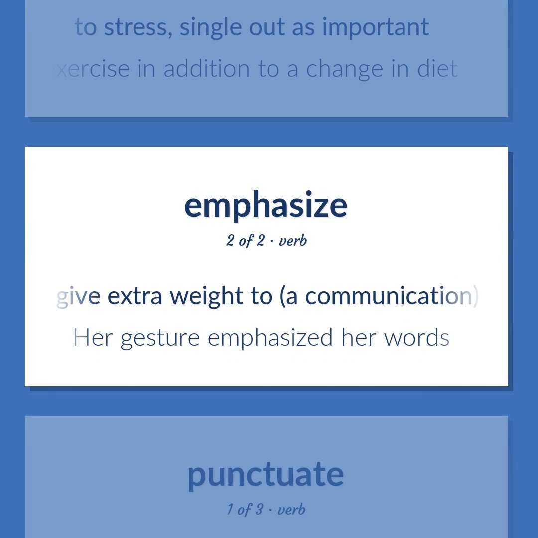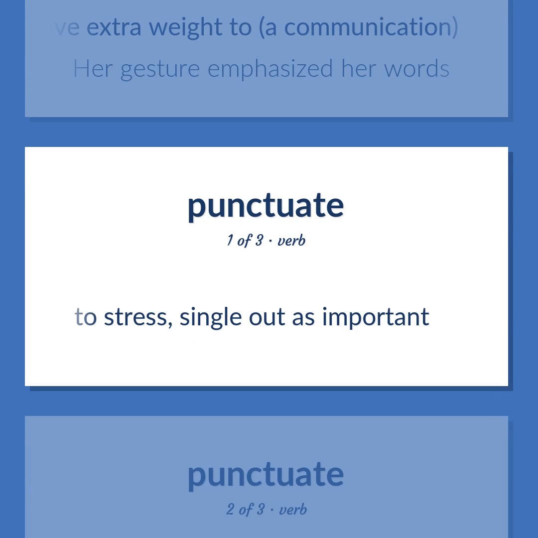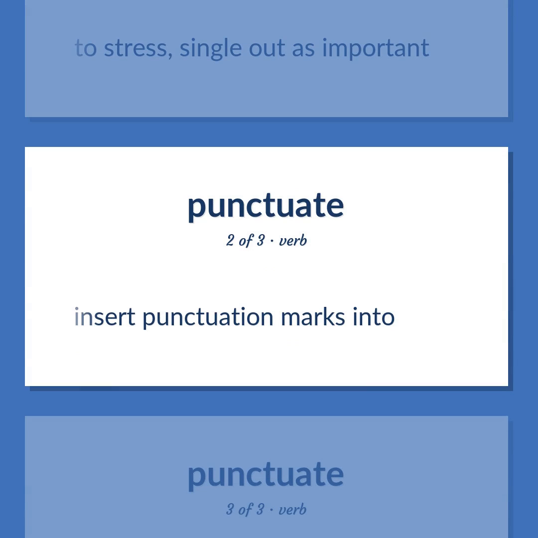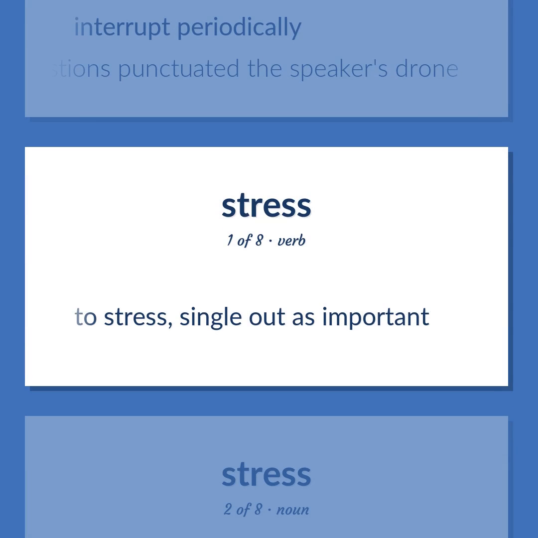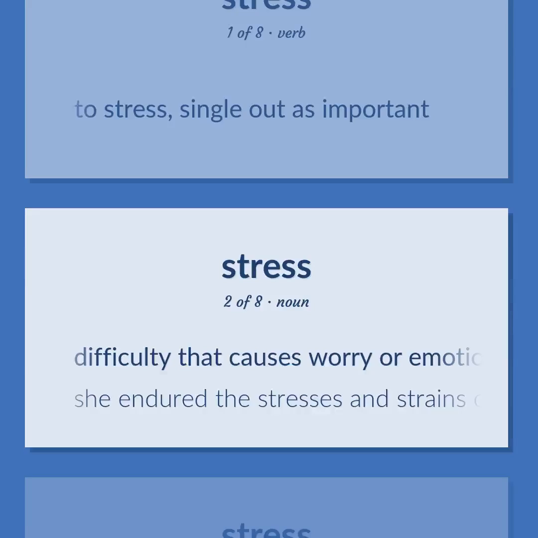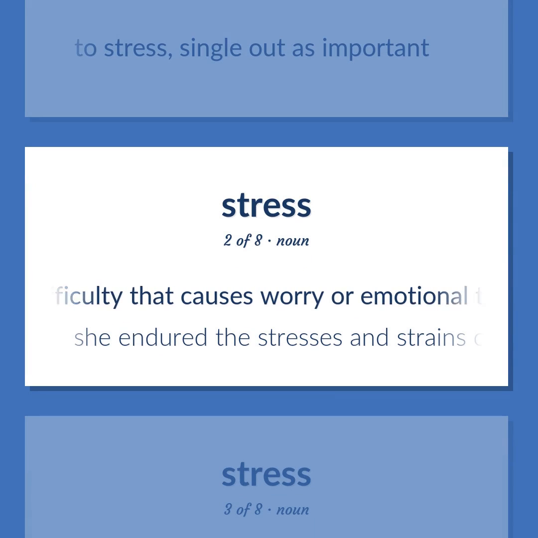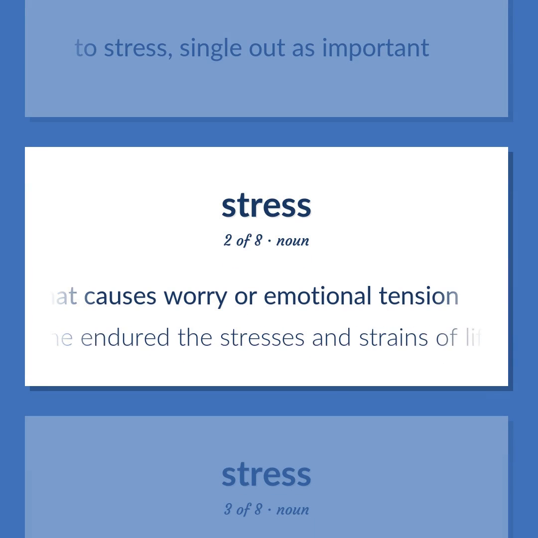Give extra weight to a communication. Her gesture emphasized her words. To stress, single out as important. Insert punctuation marks into. Interrupt periodically. Her sharp questions punctuated the speaker's drone. To stress, single out as important. Difficulty that causes worry or emotional tension. She endured the stresses and strains of life.